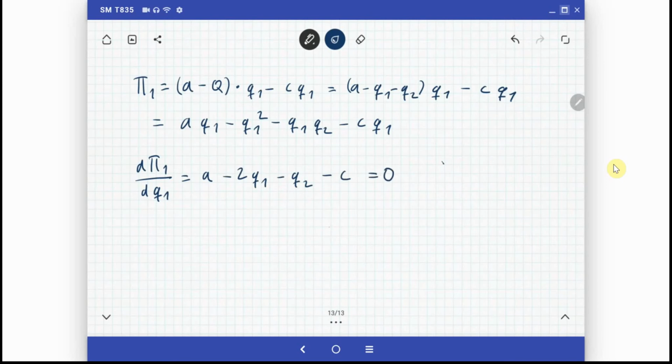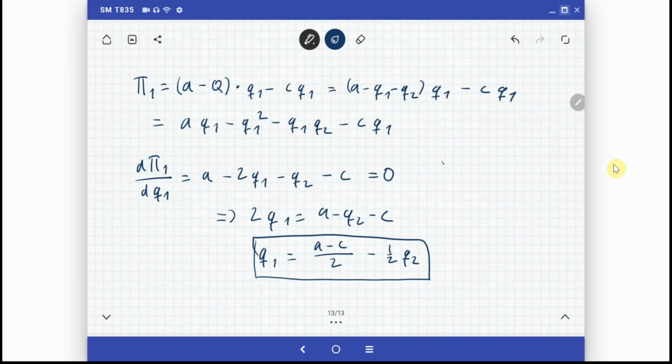Let's assume that this is the maximum and not the minimum. We can check that, but let's skip the step in this case. So we have A minus 2Q1 minus Q2 minus C is equal to 0. And from here we want to isolate Q1. So we have 2Q1 is equal to A minus Q2 minus C. And then Q1 is equal to (A minus C) divided by 2 minus 1/2 Q2. And this is what we have for player 1.